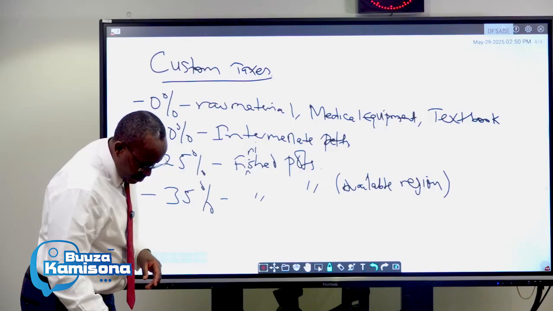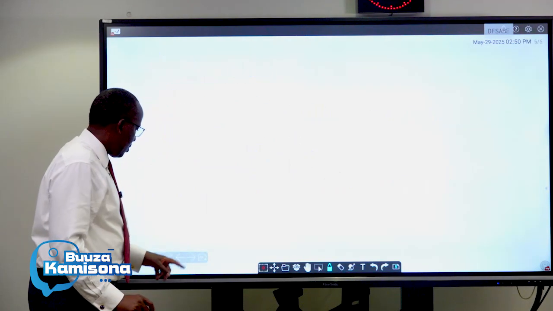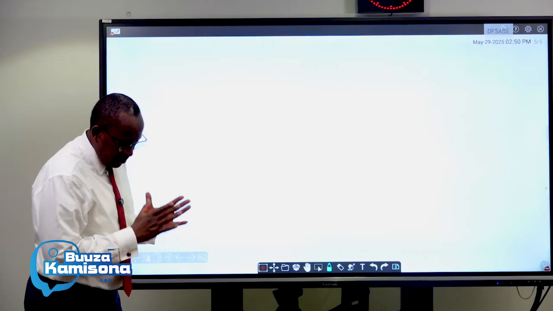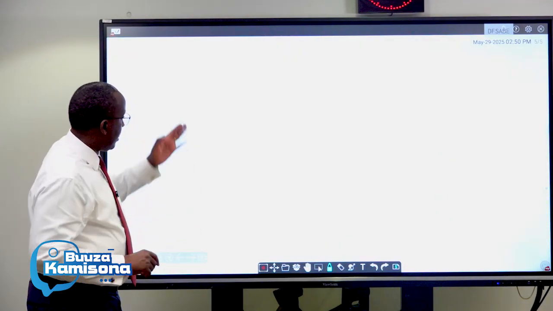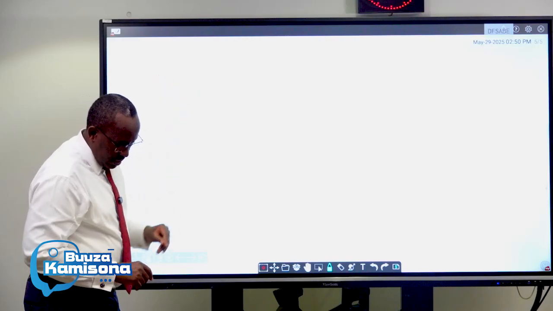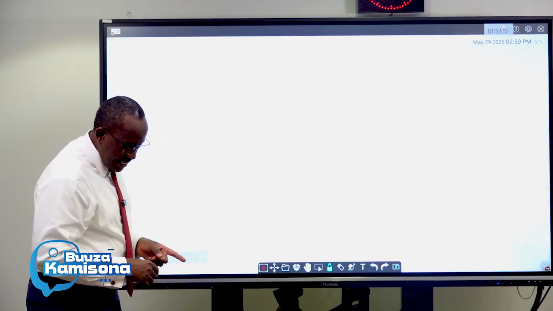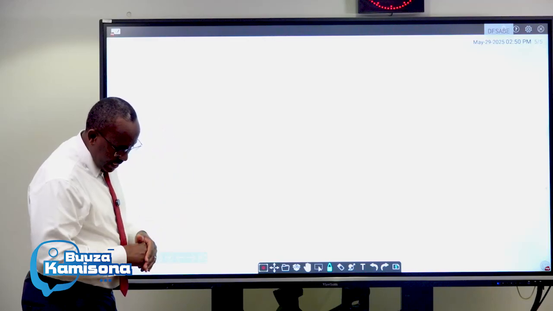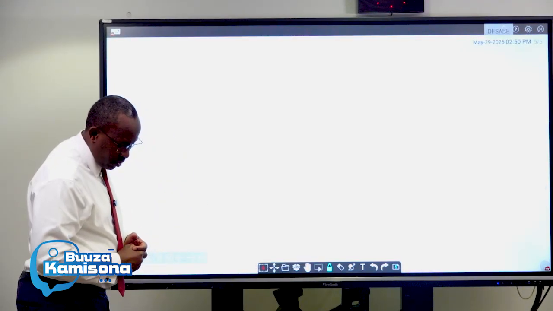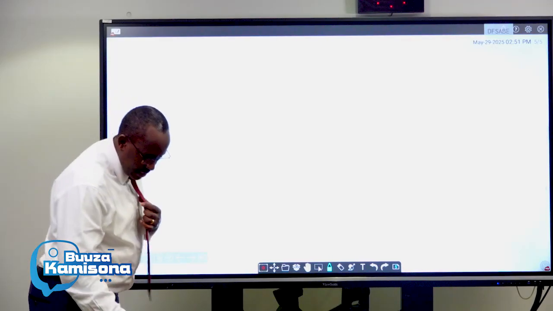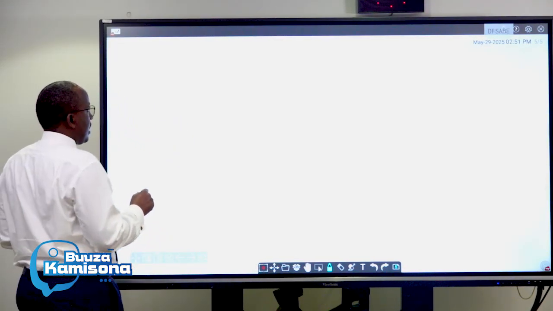So quickly, let me show what other taxes apply to imports. So we have import duty, which I've just explained. It can vary from 0 to 35%. We have excise duty. We have VAT. We have withholding tax, which is income tax paid in advance, and we have infrastructure levy at different rates. So as we look at this example, I will go through the rates.